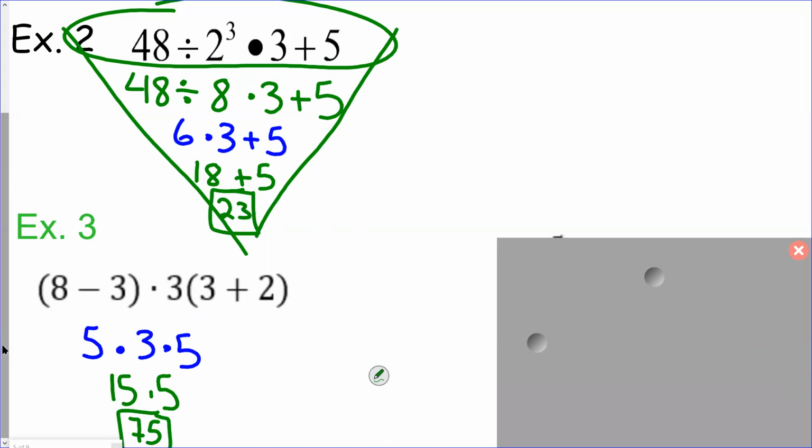So that was another one. There we had parentheses, no exponents. There was addition, but it was inside the parentheses. And as you can see here, I still have my pizza slice.